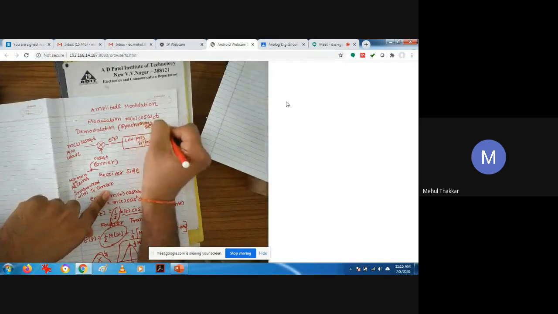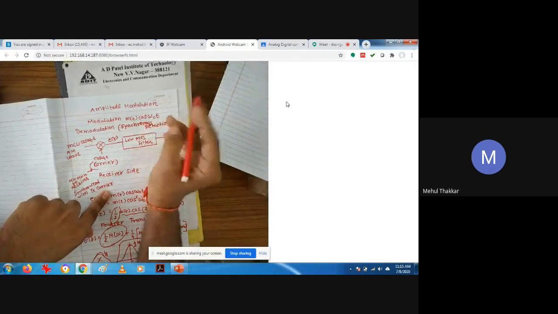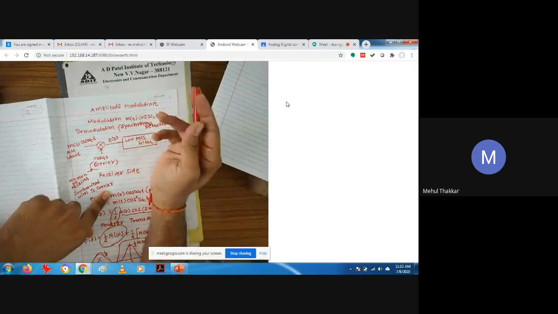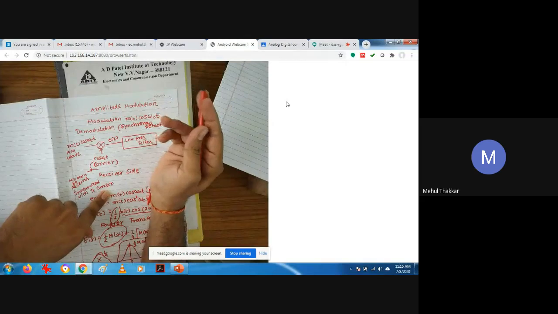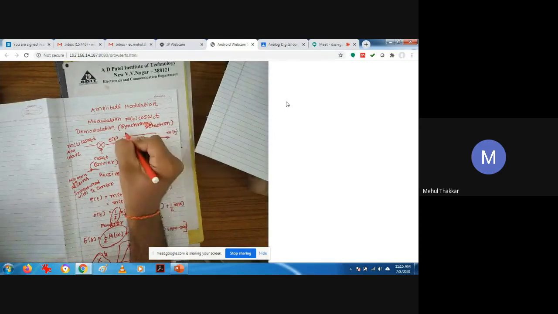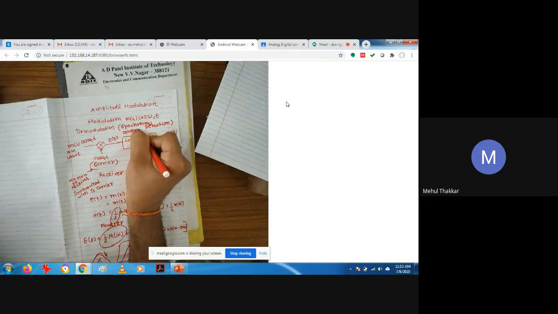Detection or demodulation, both these words will be used interchangeably in this subject. Synchronous or coherent, another word is coherent detection. So this is the simple demodulator I have explained to you. Now I will be making one numerical.